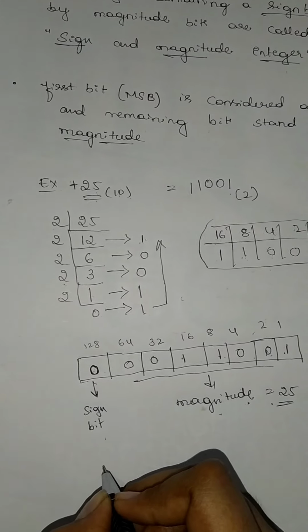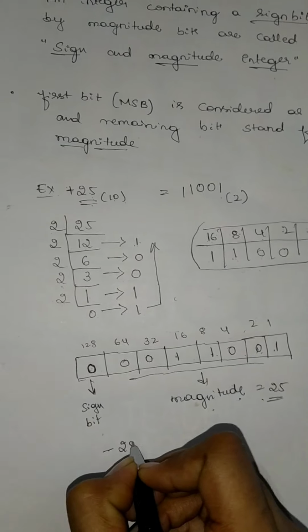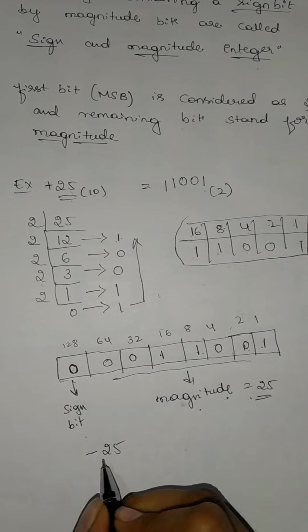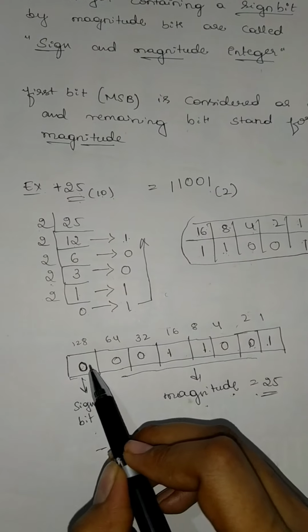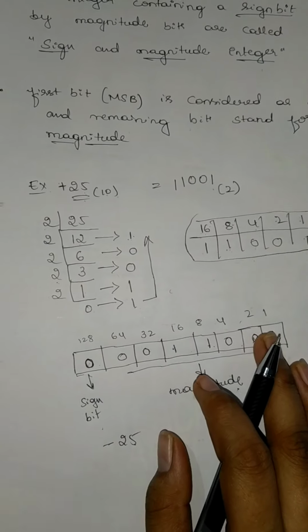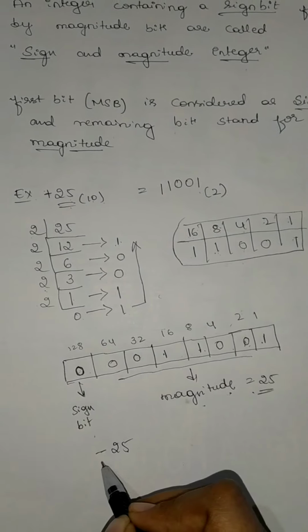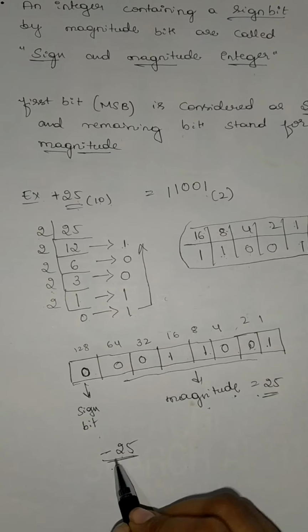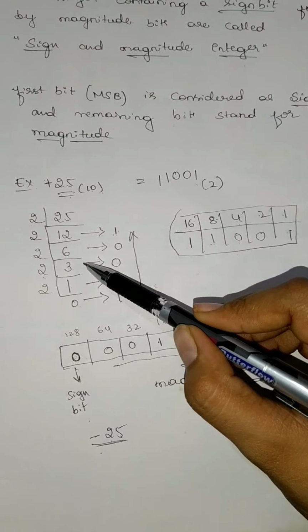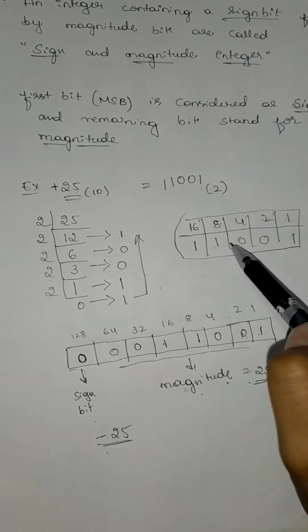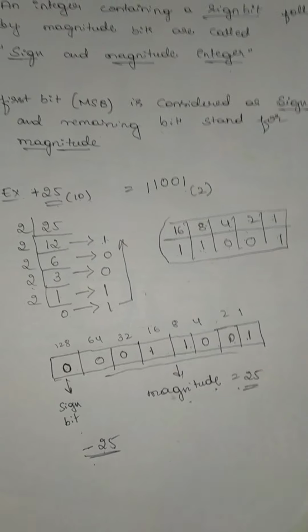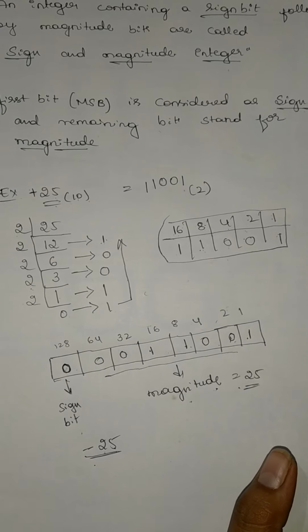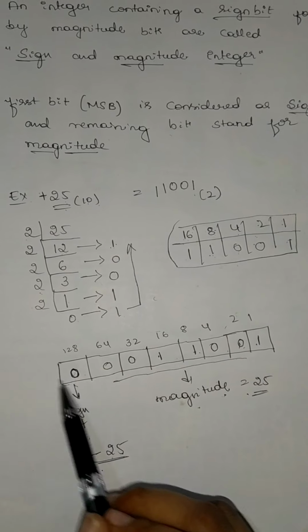Okay, so what if it is minus 25? How to represent this minus 25? Everything will be the same, but we have to change the sign bit from 0 into 1. Okay, so in case minus 25 is given, first we have to convert it into binary, or else you can also use this 8421 format, and then we have to represent the given integer with the help of sign bit and magnitude. So sign bit is nothing but the most significant bit.